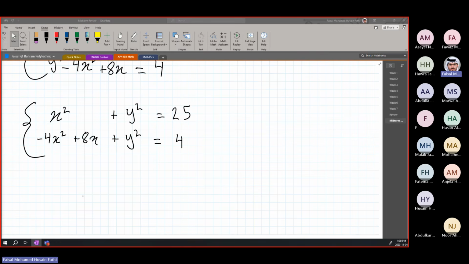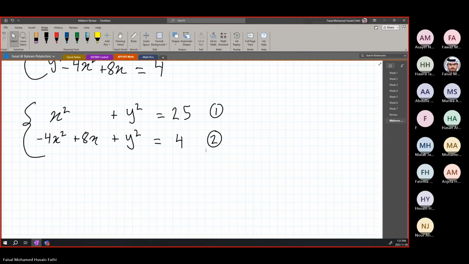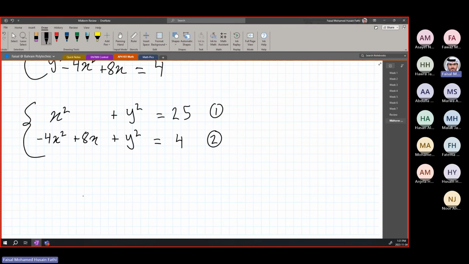Now, if we just move on, now we have our equation 1. Now we have our equation 2. Okay, and now we just solve. So how do we do elimination? We look at the variable that is alone. In this case, y squared is alone. Here we have x squared and x, but we don't have that on the top. So we just look at the y squared, which is just by itself.